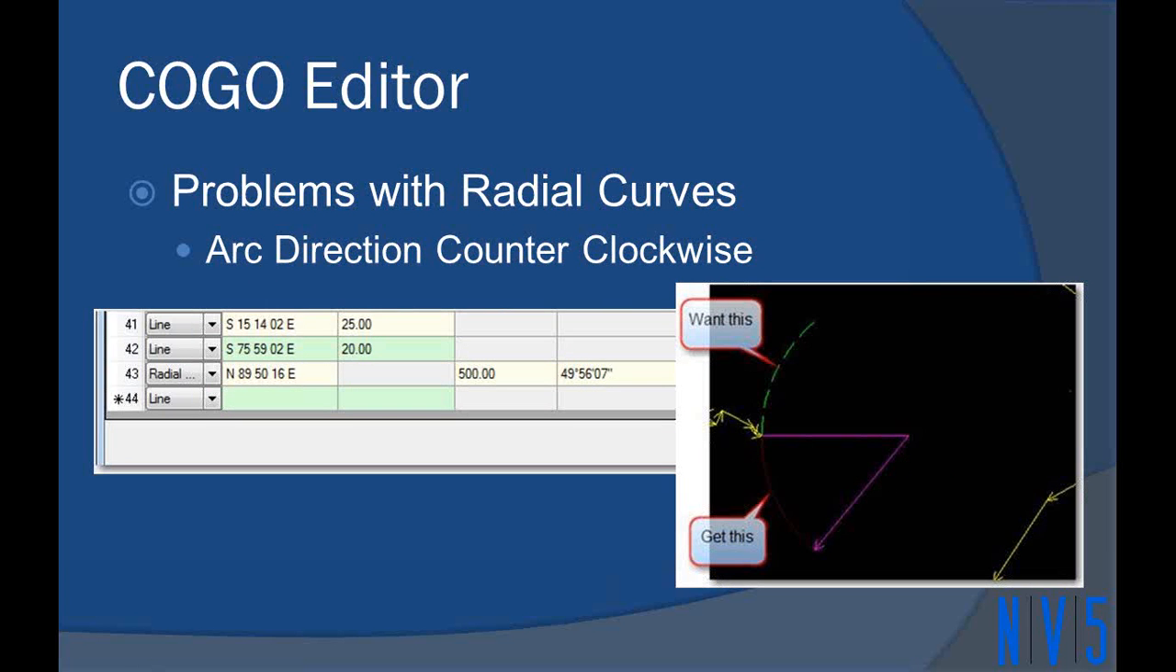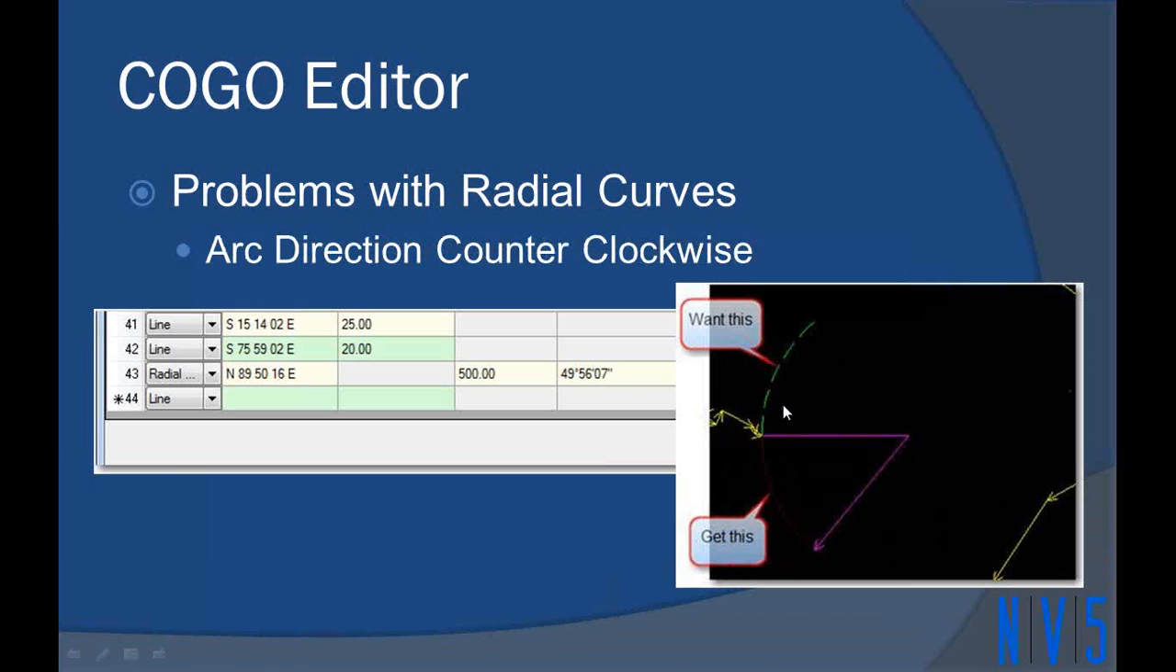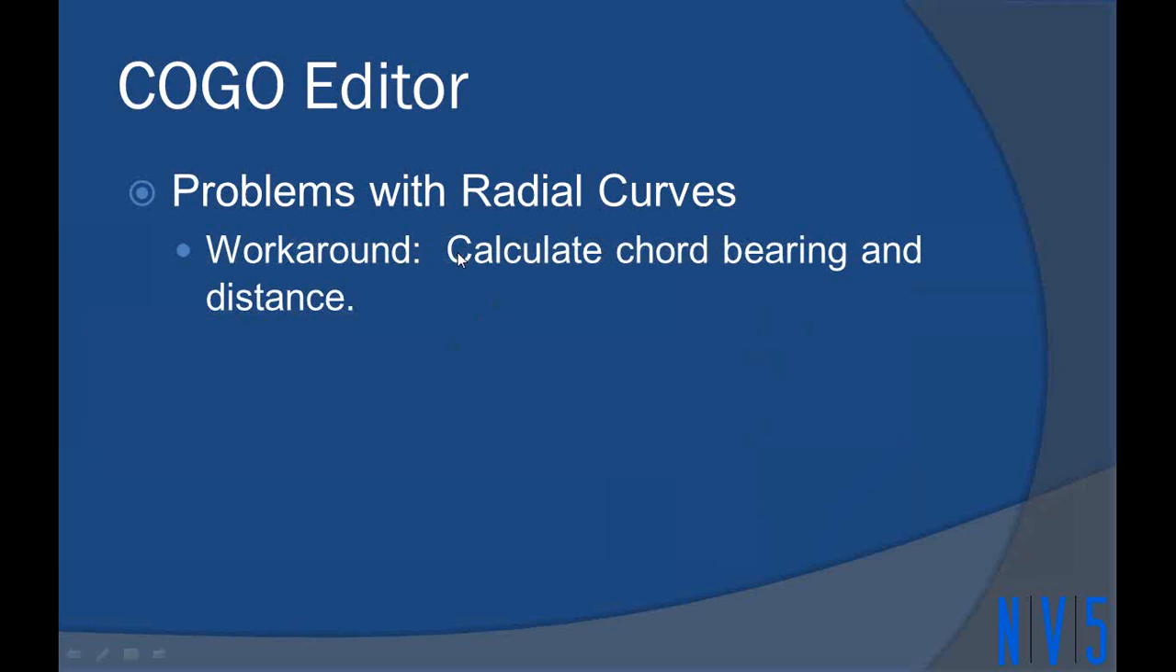The resolution to both these problems, when the curve is not being created tangent and we want clockwise as opposed to counterclockwise, is to calculate the chord bearing and distance of that, and then do the curve definition by chord. That's the only way I could do it.